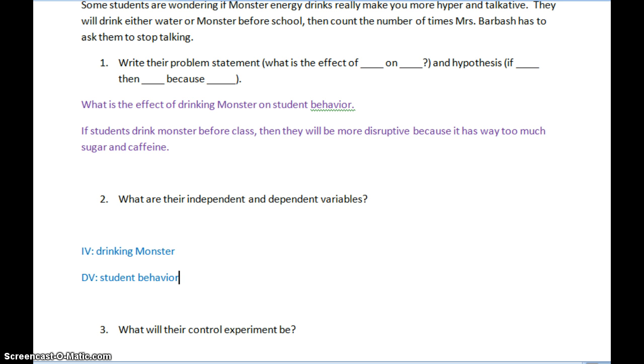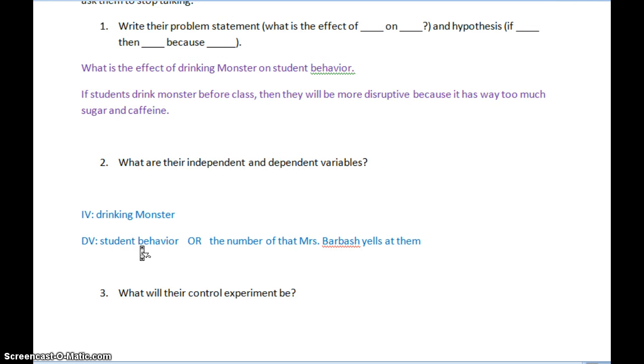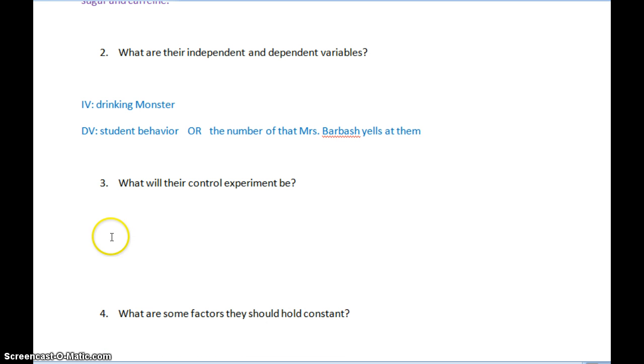Okay, if you read it literally, you might have said that it would be the number of times that Mrs. Barbash has to yell at them. Okay, because that's exactly what they're counting. So remember, we talked about our dependent variable is what you're counting or measuring. In this case, we're counting the number of times that Mrs. Barbash yells. Surprise.